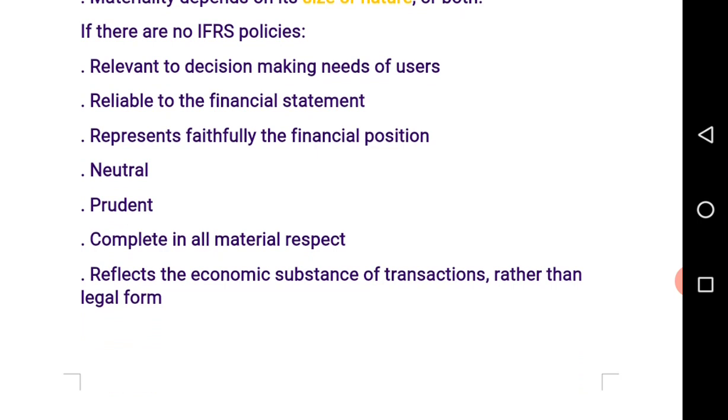Then reflects the economic substance of transactions rather than the legal form. Now, economic substance is basically who gets the money, who gets the reward from using the asset. Legal form, I could be the owner, but I am not getting the economic benefit from that asset. I'm just the owner. So those are the two basic things. And rather than legal form, accounting uses the economic substance, who derives the economic benefit from the transaction as the owner in quotes.